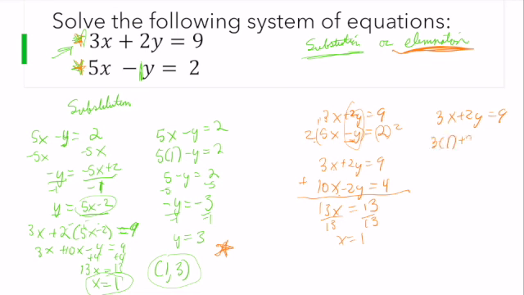So I have 3 times 1 plus 2 times y is 9. That gives me 3 plus 2y equals 9. I subtract 3 from both sides. I get 2y equals 6. I divide both sides by 2. I get y equals 3. So you can see no matter whether we use substitution or elimination to solve this system of equations, we're going to get the same answer.